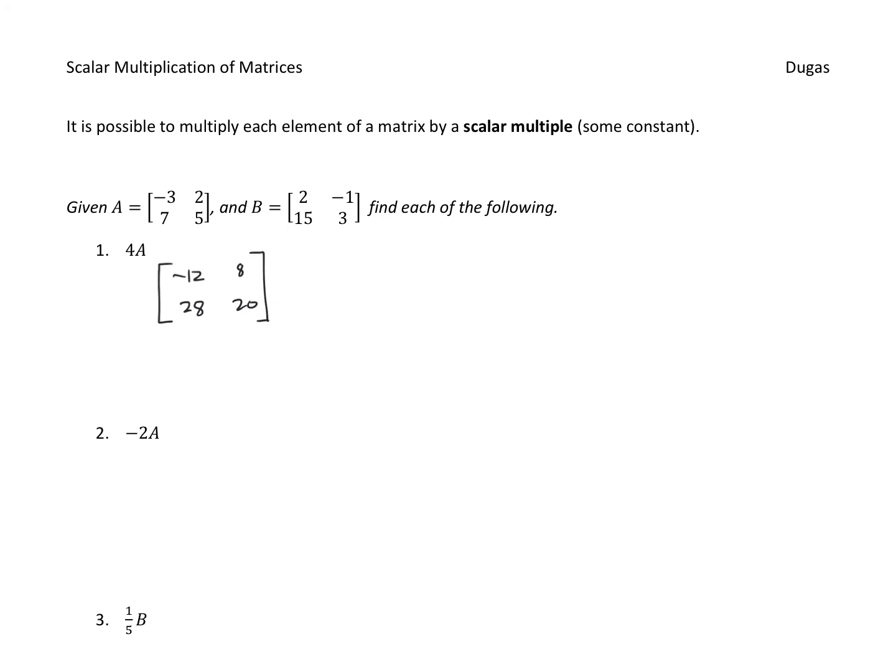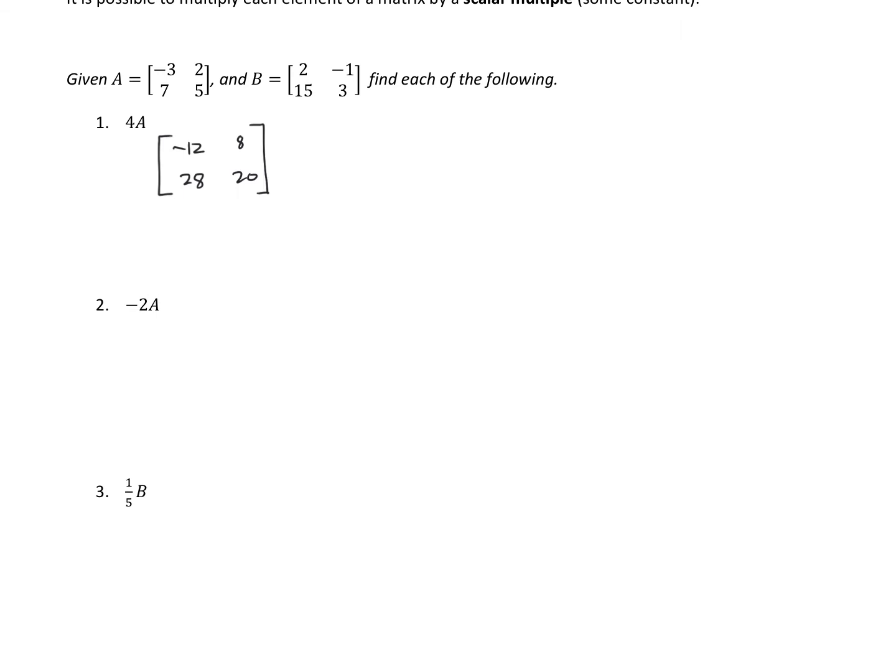Okay, let's look at number 2. Number 2 is negative 2 times A. This is still multiplying by this constant, negative 2. So negative 2 times negative 3 is positive 6. Negative 2 times 7 is negative 14. Negative 2 times 2 is negative 4. And then negative 2 times 5 is negative 10. This probably seems very simple, and it is, but we're going to use it in a larger process later. So we just want to make sure that you can see where we're getting all of the pieces, so that you can use it in a longer process soon.